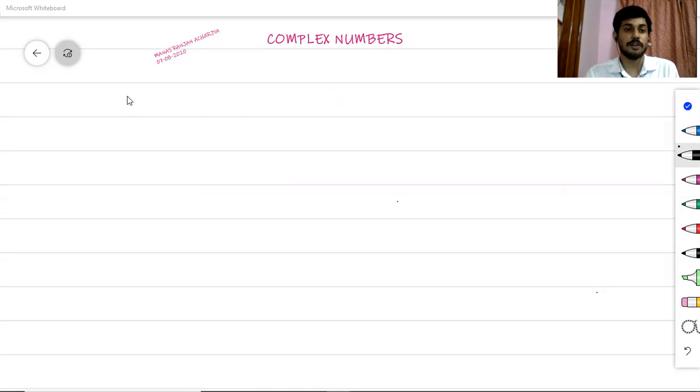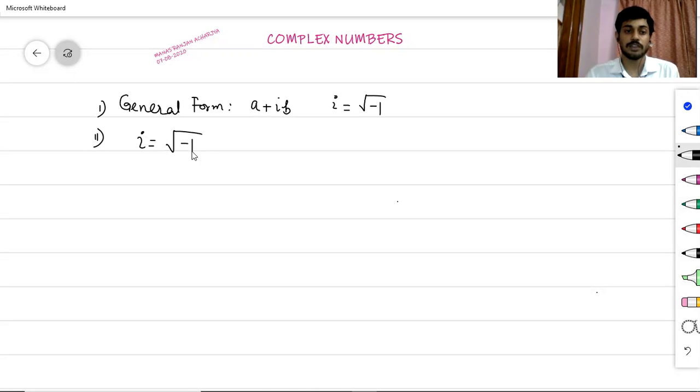What will be the general form of a complex number? The general form of a complex number is a plus iota b. What is iota? Iota is under root minus 1. So let us discuss the concept of iota. So iota is square root of minus 1.